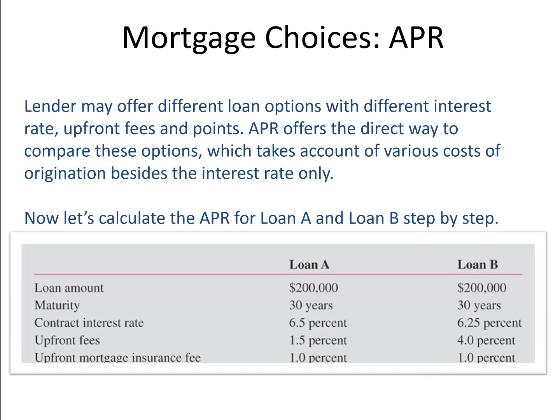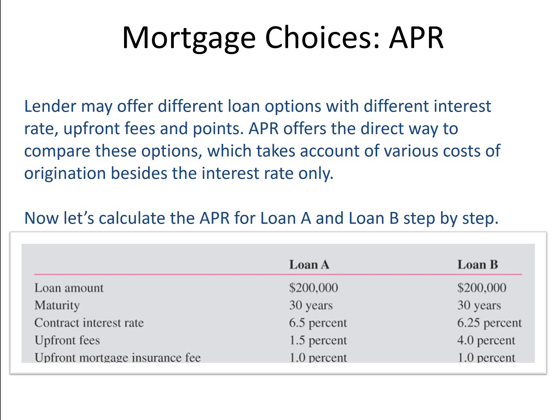Lenders may offer different loan options with different interest rates, upfront fees, and points. So the annual percentage rate offers a direct way for us to compare these options, which takes into account the different costs and originations besides the interest rate only. Now let's calculate the annual percentage rate for loan A and loan B step by step.